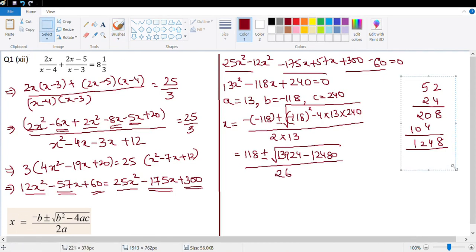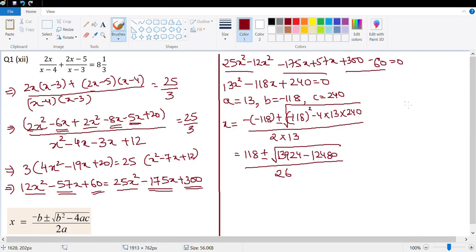Next, let's subtract. So what we have is 13924 minus 12480. 4, 12 minus 8, 4, 8 minus 4, 4, 3 minus 2, 1. So this is 1444. Okay, so this is 118 plus minus square root of 1444 upon 26.